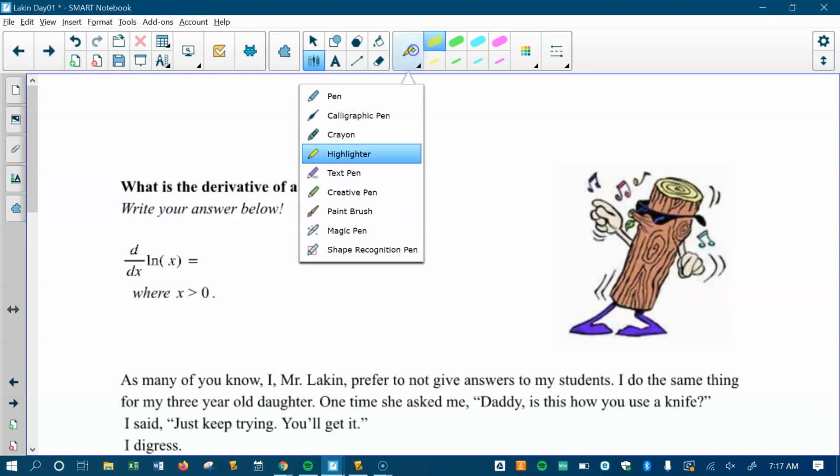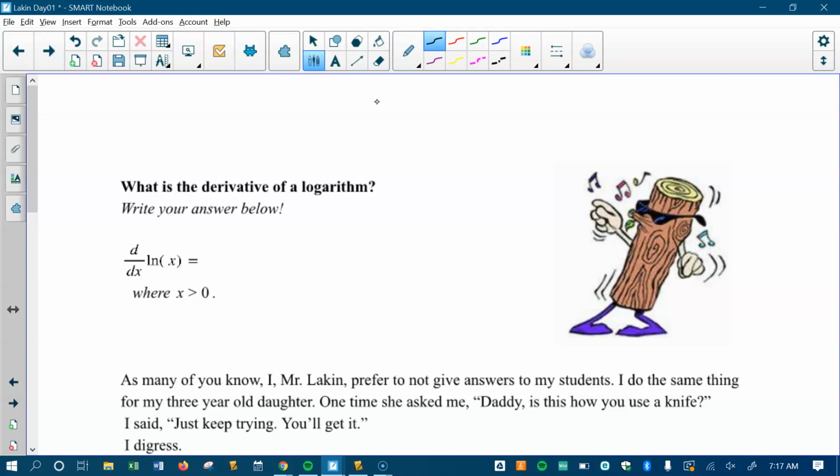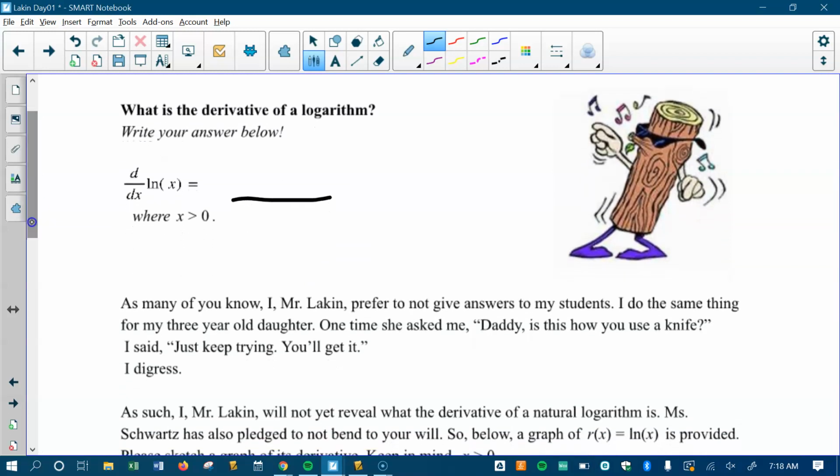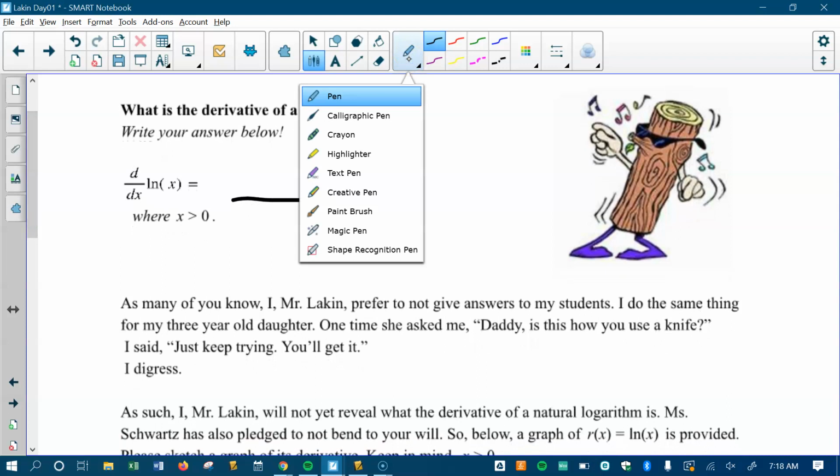So, those of us that have had the opportunity to see this before may already know what the derivative of a logarithm is. The derivative of ln of x is equal to, and I'm not going to tell you. You can write your answer below, though, because you'll get it eventually. And you can go and read this. I think many of you can relate to this.